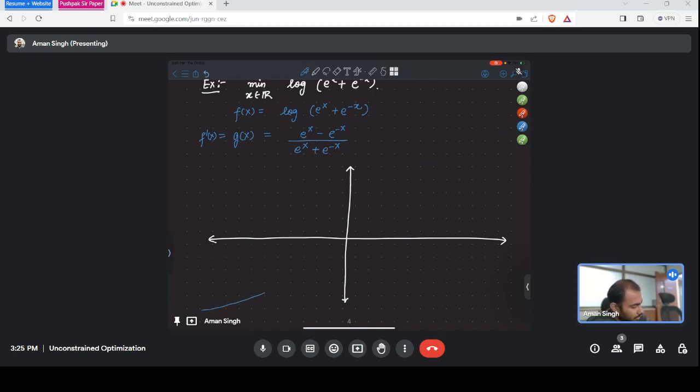So it will be something like this. This is g(x), the derivative. You can see it becomes 0 at x equal to 0. Now let's assume we choose a point very close to the origin and apply Newton's method. So let's say this is x0, then here somewhere we'll get x1, here somewhere x2, here somewhere x3, and it will converge to this point.